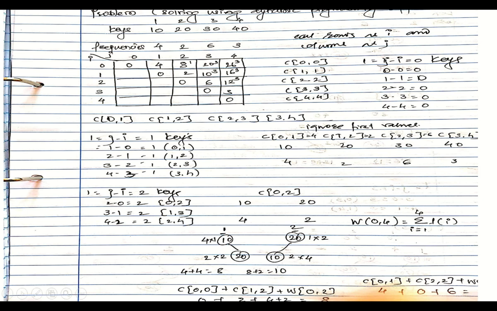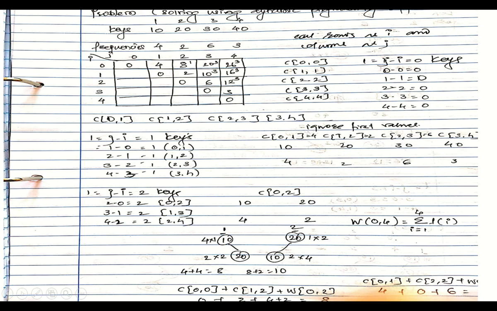So which will give me value 1? 1 minus 0 will give me value 1. Definitely 1 minus 0 will give me value 1. 2 minus 1 will give me 1. 3 minus 2 will give me 1. 4 minus 3 will give me 1, and that's why I am going to find out the values of 0 1, or I should say 1 0, 2 1, next 3 2, and next 4 3.